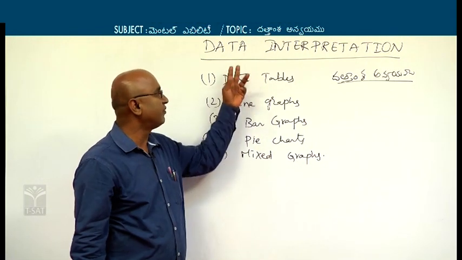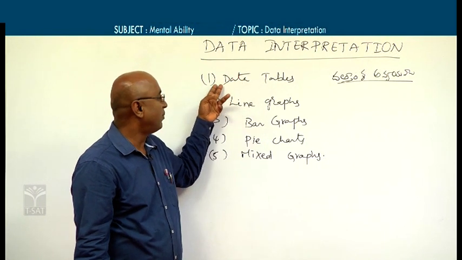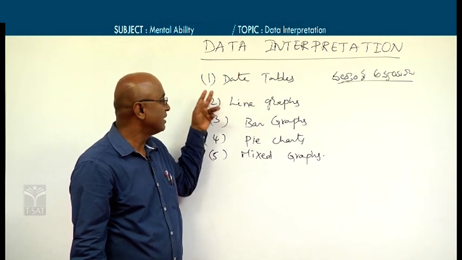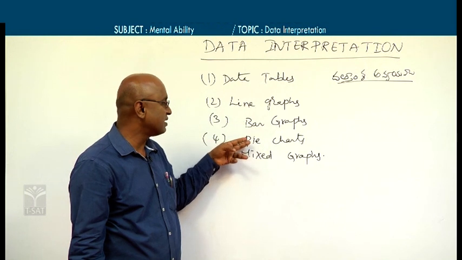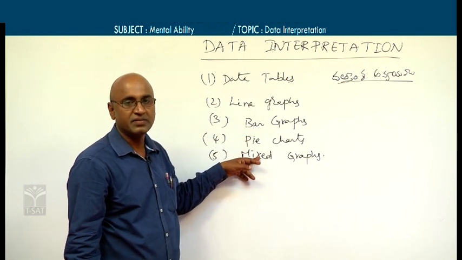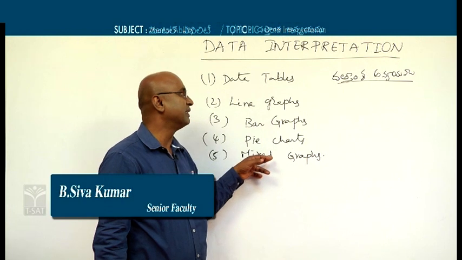There are various types of data interpretation models. Among them, data tables, line graphs, bar graphs, pie charts, mixed graphs are the commonly used methods in the data interpretation.